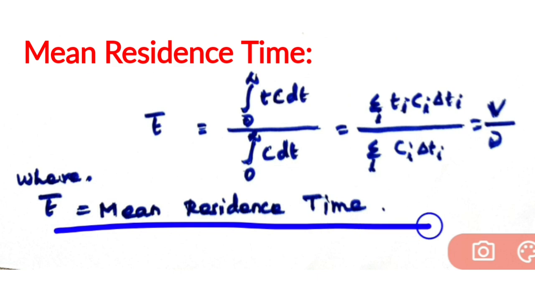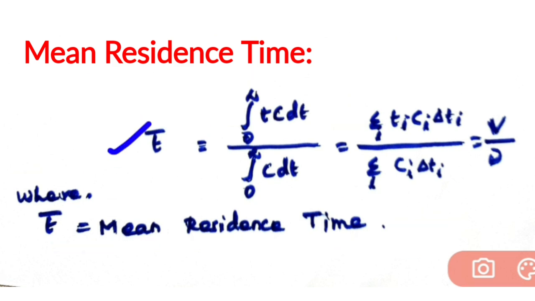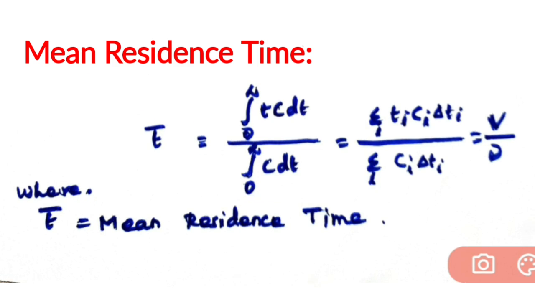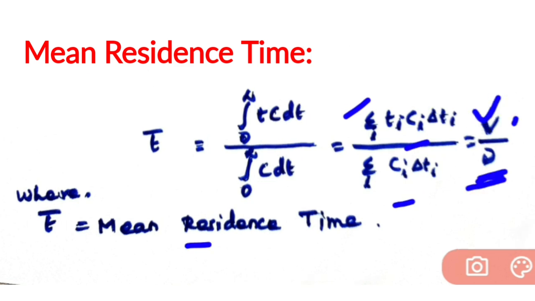Next, mean residence time. We can calculate the mean residence time for the tracer. The formula to calculate mean residence time is integration of 0 to infinity t into C dt divided by integration of 0 to infinity C dt. Numerically, you can write it as summation of ti Ci del ti divided by summation of Ci del ti. T bar is equal to V by nu, where V is the volume of the vessel and nu is the volumetric flow rate. T bar is the mean residence time.